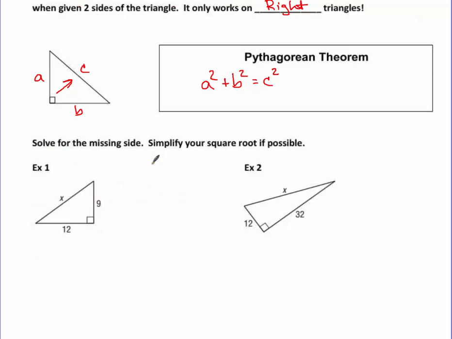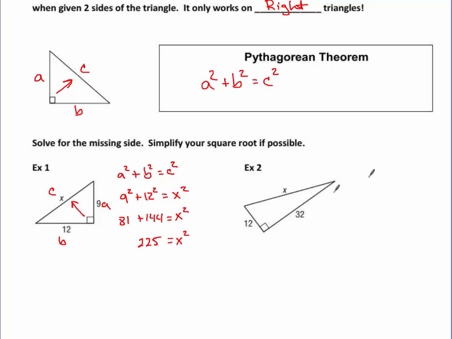So first example, solve for the missing side. So the first thing you want to do is identify where the hypotenuse is. So that's your C. The other two sides, doesn't matter which one is A and which one is B. So our Pythagorean theorem says that A squared plus B squared equals C squared. So 9 squared plus 12 squared equals X squared. And we get 81 plus 144 equals X squared.